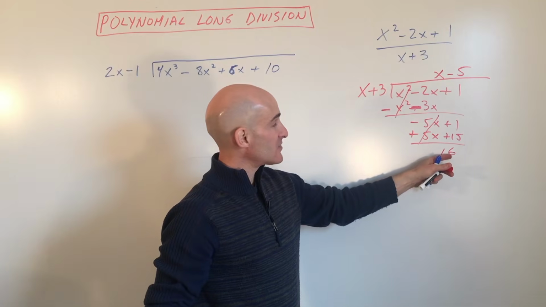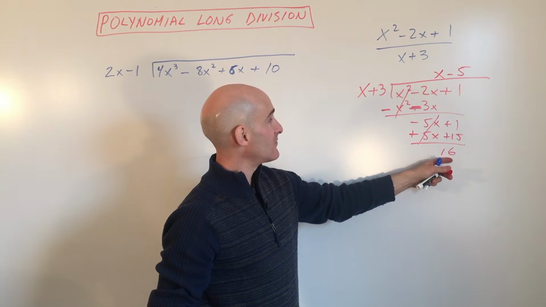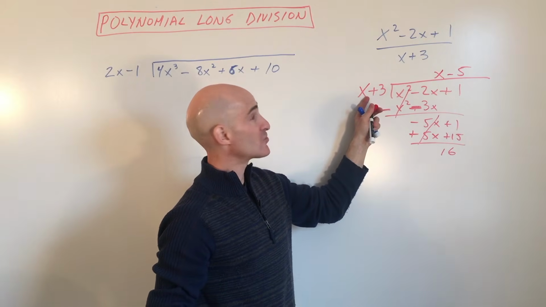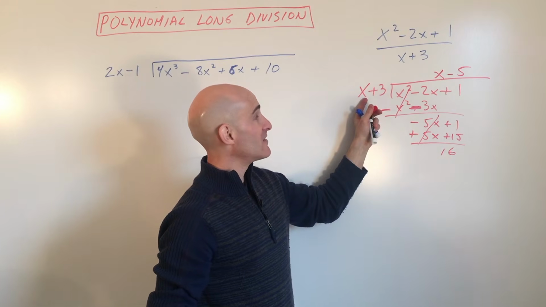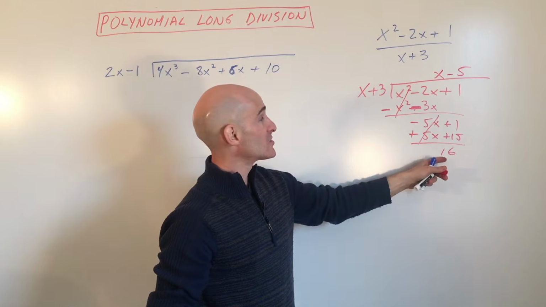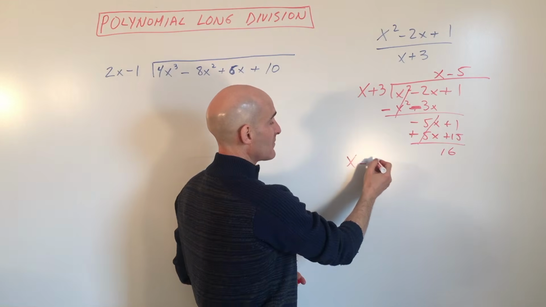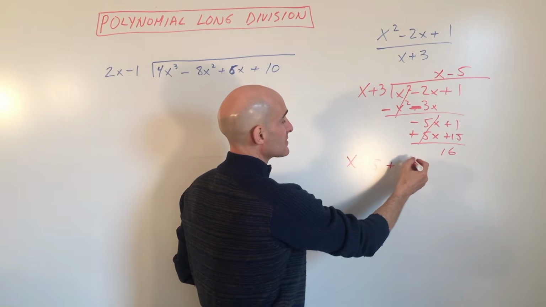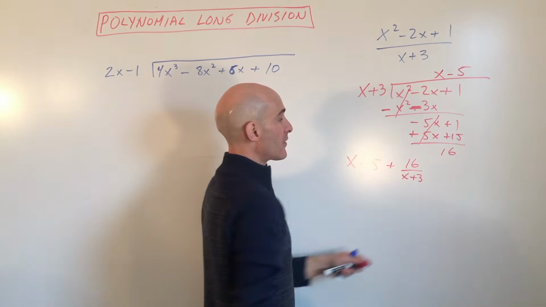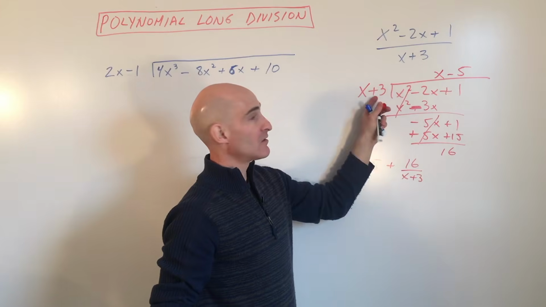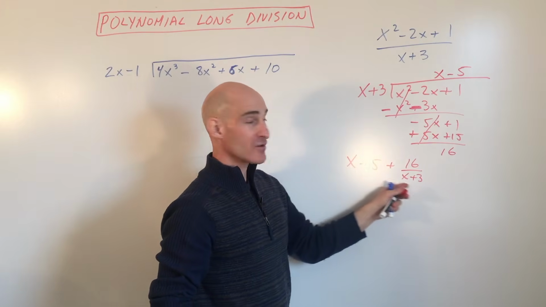Now, see how 16 is the 0th degree? This is just a constant. This is the first degree, x to the first. This is a lower degree than this. So this is our remainder. So our final answer is going to be x minus 5 plus our remainder over our divisor. So you take your remainder over what you're dividing by. So this is your final answer.